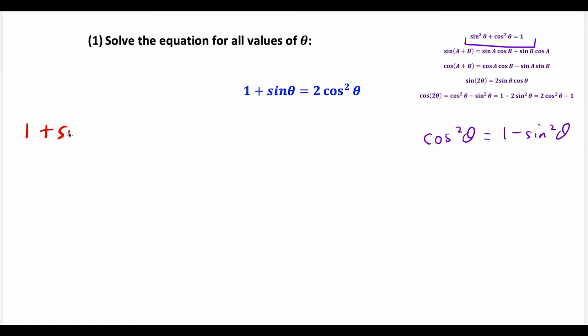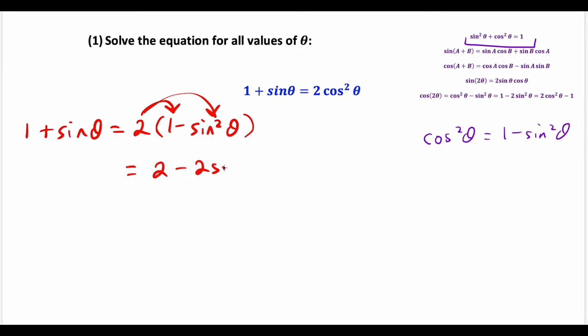We have 1 plus sine theta. And now this is equal to, we're going to have 2 times, and instead of cosine squared theta, we're going to replace that with 1 minus sine squared theta like this. And now the rest is going to be algebra here. And we're going to distribute the 2. That's going to give us 2 minus 2 sine squared theta.